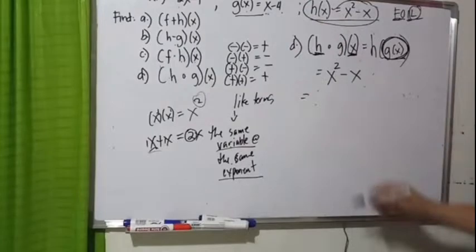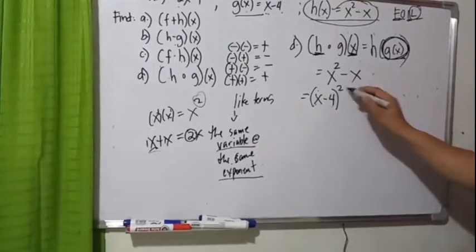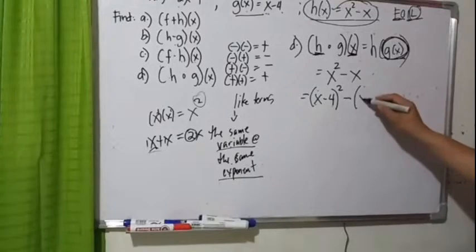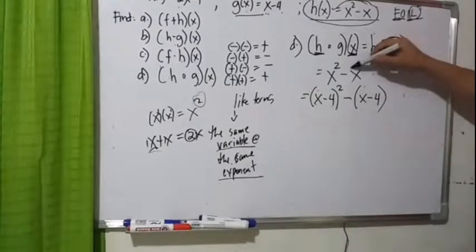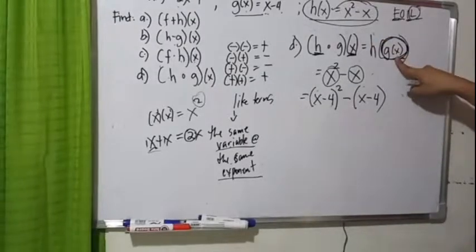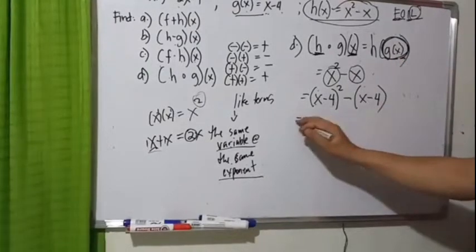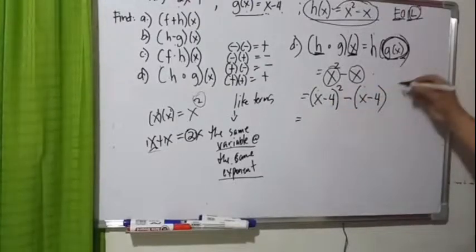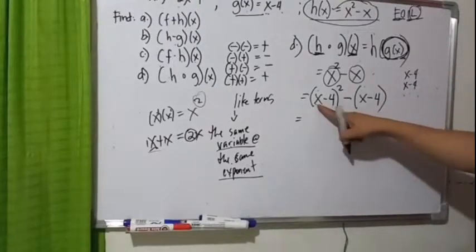So x becomes (x minus 4) raised to 2, subtract x minus... All the x here, this x, becomes the value of g of x. Then simplify (x minus 4) raised to 2, meaning multiply it twice, x minus 4 multiplied by itself.